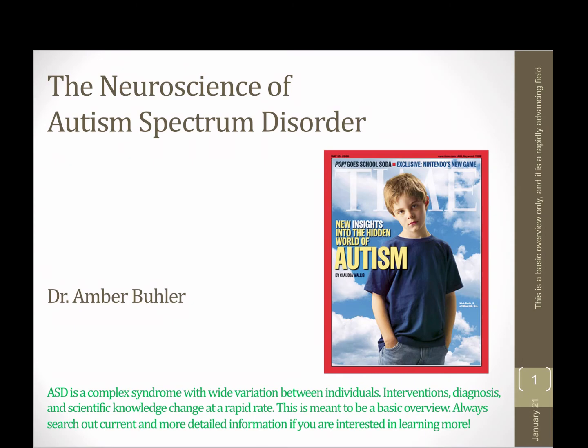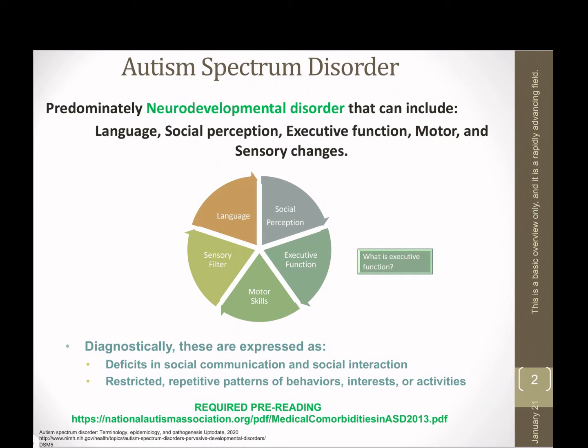Hi, this is Dr. Amber Buhler, and we're going to talk today about a very broad and basic overview of what we know about the neuroscience, the genetics, and the expression of autism spectrum disorder. When we think about autism spectrum disorder, we're going to think of it as having a few different components.